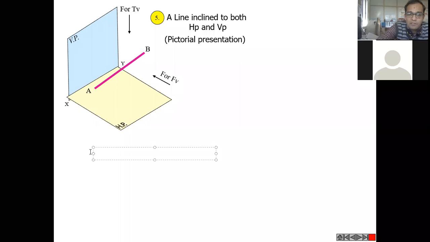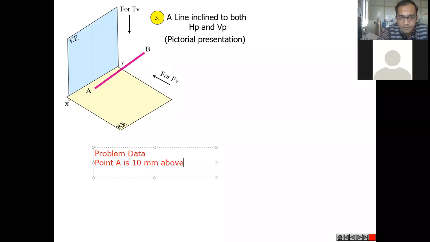Okay, in this particular problem, data is given like this. Point A is given. Point A is 10 mm above HP and 10 mm in front of VP. This is the first information available to us.